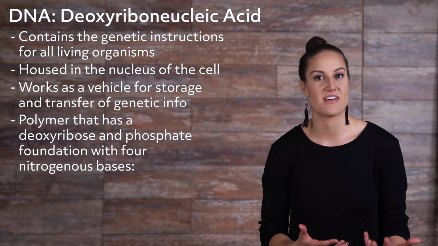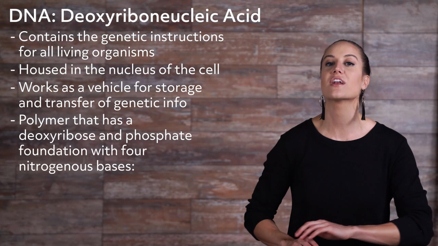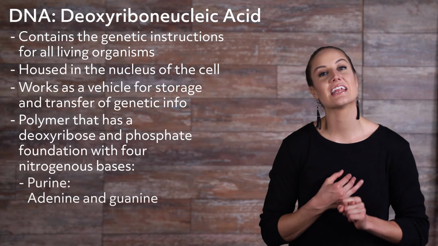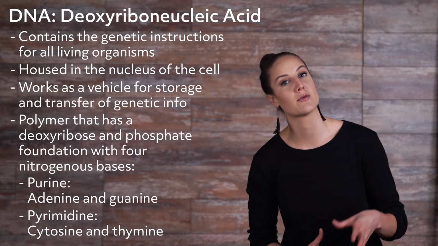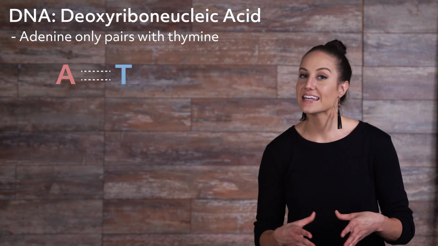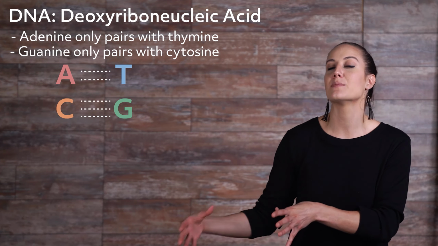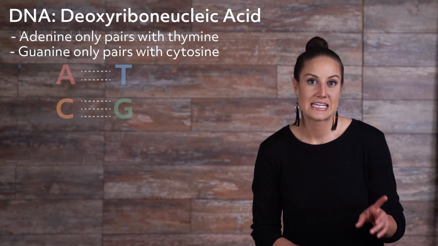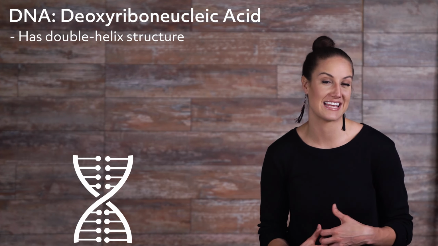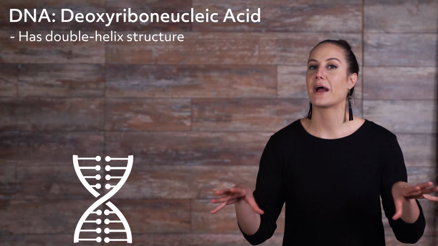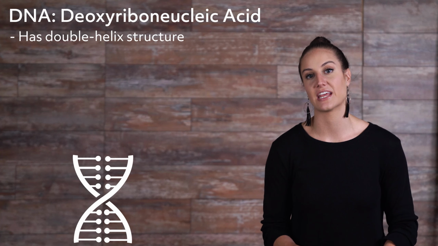DNA is a polymer that has a deoxyribose and a phosphate foundation with 4 nitrogenous bases: adenine and guanine, which are purines, and cytosine and thymine, which are pyrimidines. Now, adenine only pairs with thymine, and guanine only pairs with cytosine. DNA is a double helix structure and looks sort of like a spiraling staircase. The way that it spirals actually helps to give DNA added protection and stability.